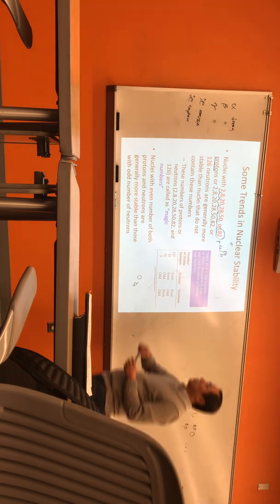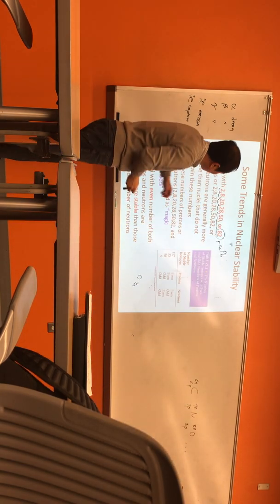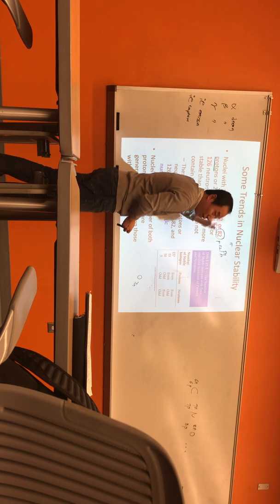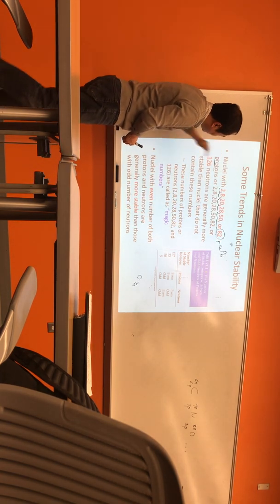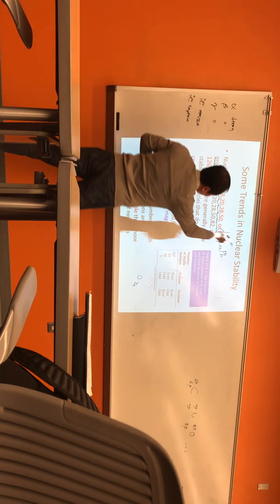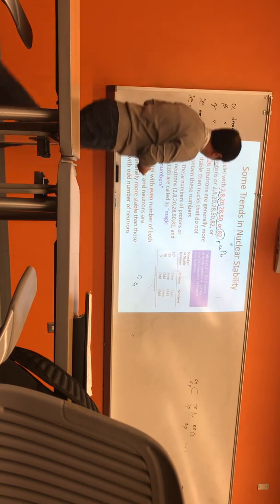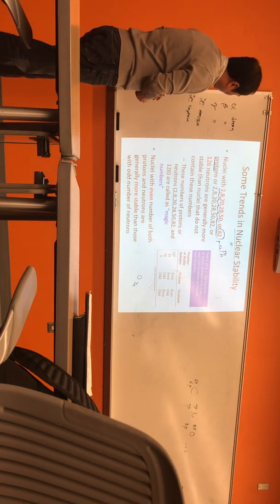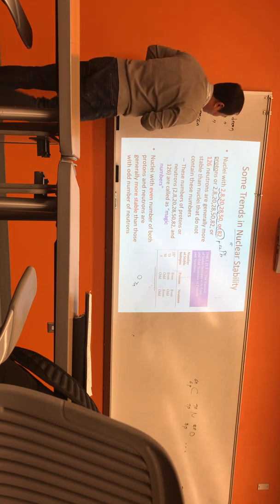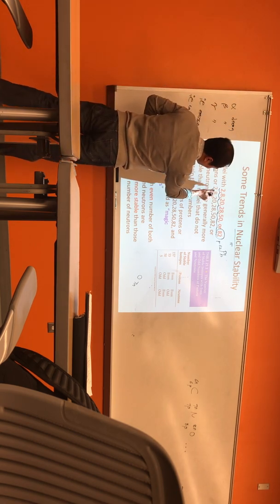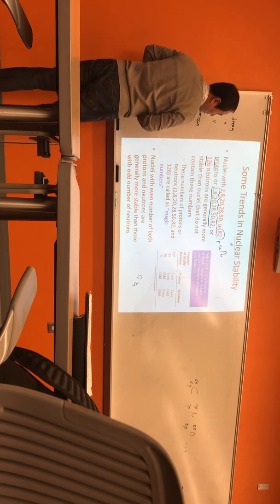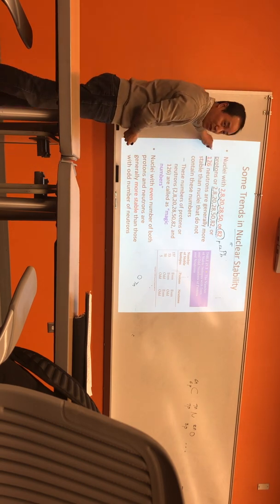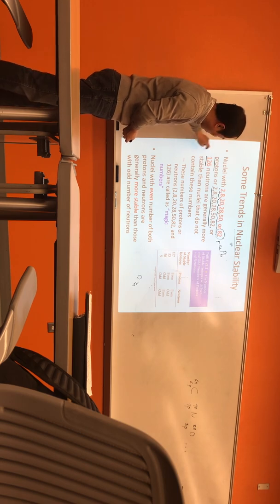So those are the magic numbers. If you have that many protons, that nucleus is stable. And also for neutrons, it's all the same numbers, right? There's one more, 126. If the neutron number is this number, that's also extra stable.